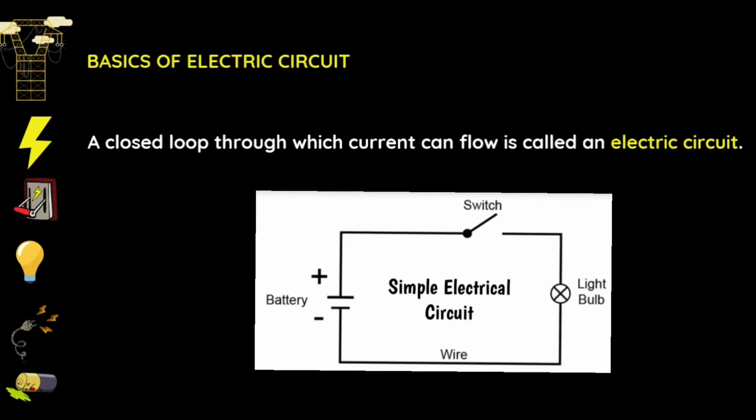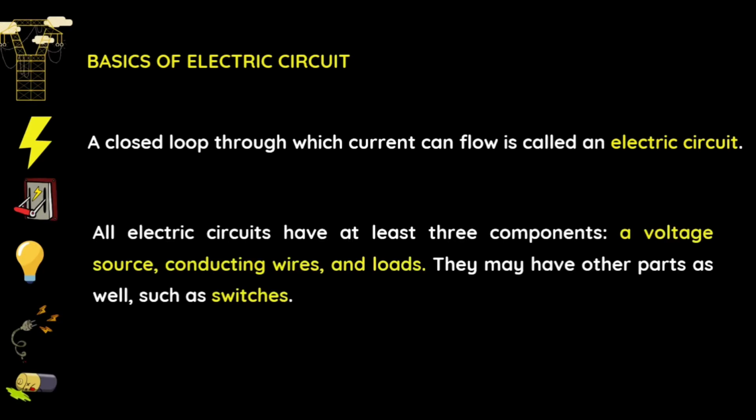A closed loop through which current can flow is called an electric circuit. All electric circuits have at least three components: a voltage source, conducting wires, and loads. So I repeat, electric circuits have three components: a voltage source, conducting wires, and loads. Electric circuits may also have other parts as well, such as switches.